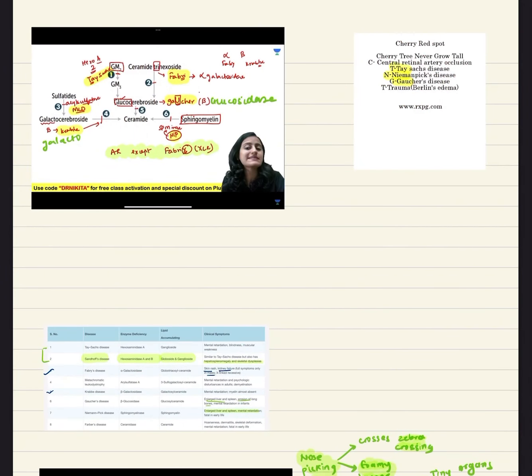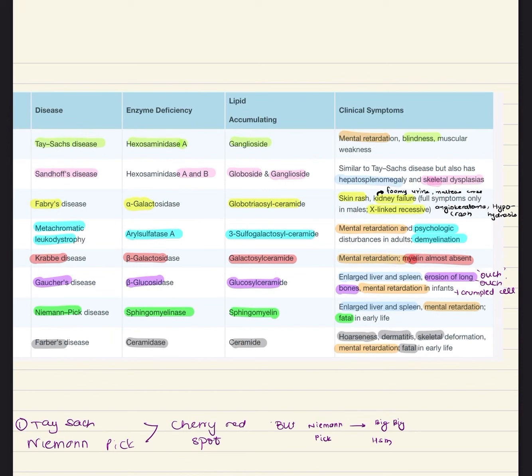Sandhoff also sometimes will cause it. Gaucher's will also form this thing, a cherry red spot, not Sandhoff. So it can be Tay-Sachs, Niemann-Pick, and Gaucher. But we know how to recognize a Gaucher person. They'll have bone pain, a crumpled cell appearance, hepatosplenomegaly and everything. But Tay-Sachs does not have hepatosplenomegaly.